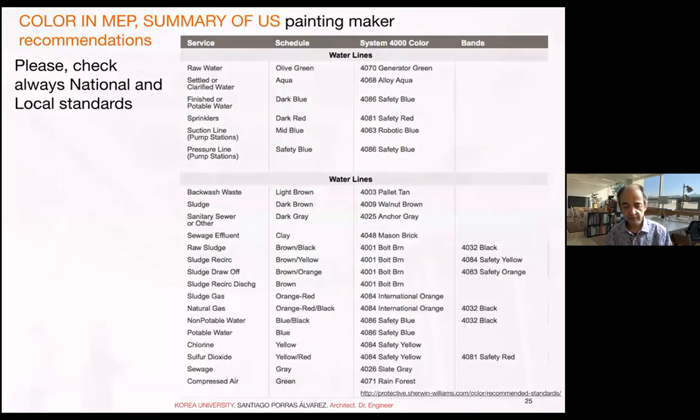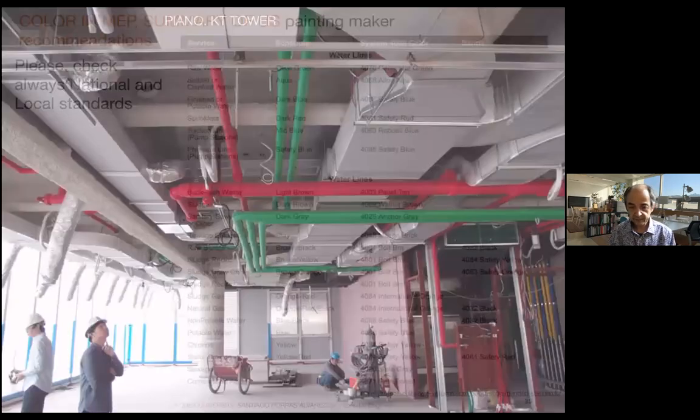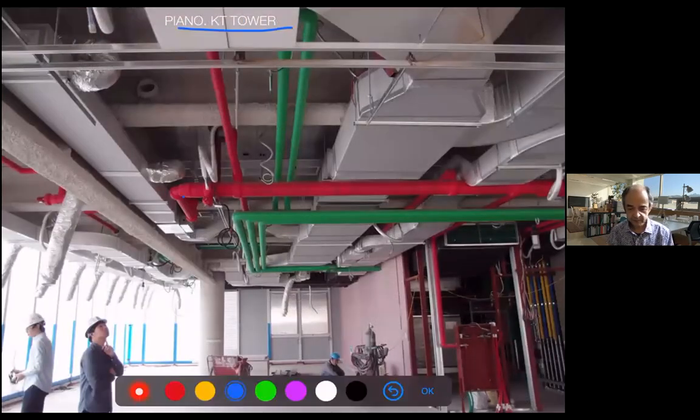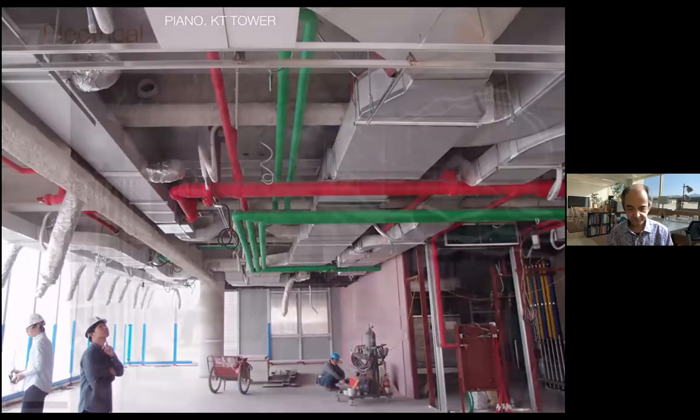So if we go again to Renzo Piano's Katie Tower, we see clearly the fire pipes and the other fluids, which in this case may be, I'm not sure what, probably some kind of refrigerating fluid or so on.